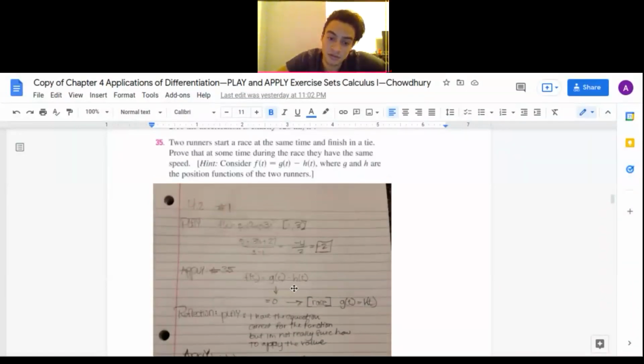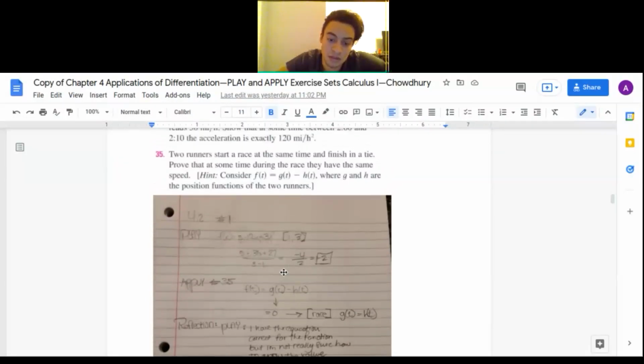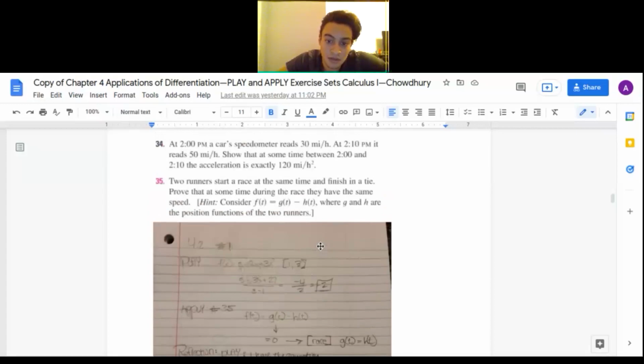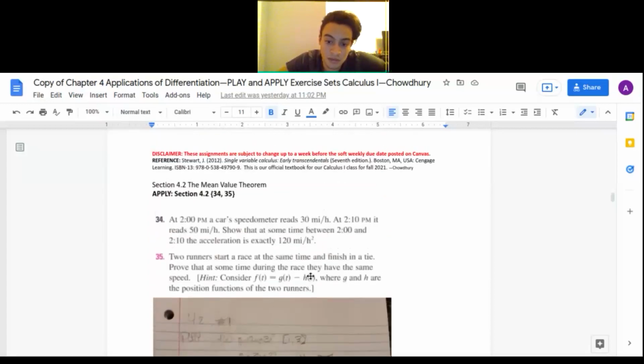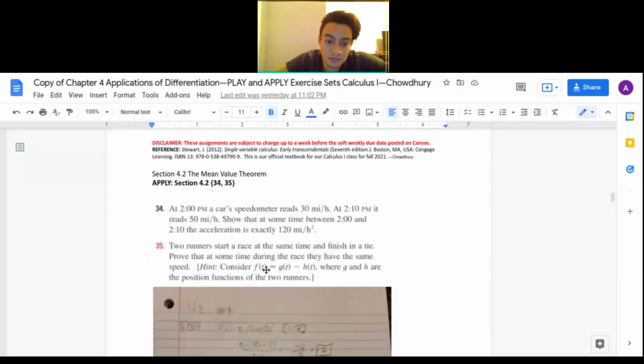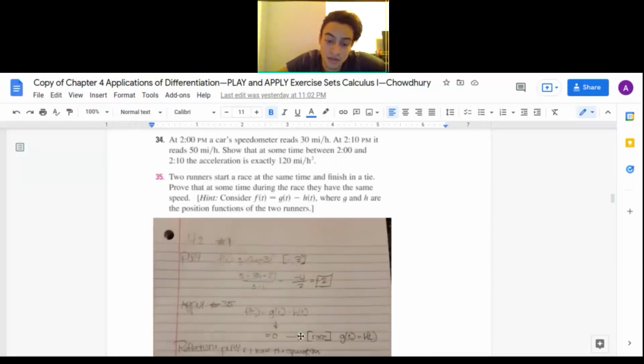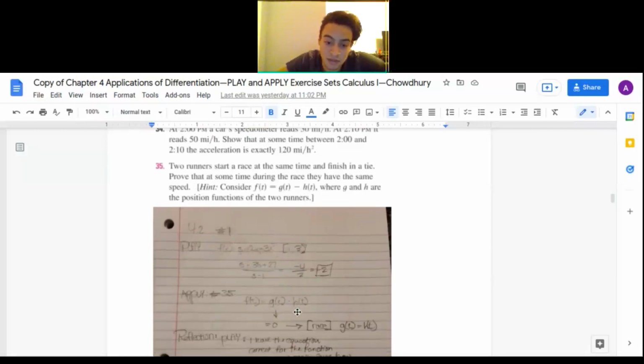And that also goes for the derivative of f of t is going to equal the derivative of g of t and h of t. And then g0 is going to equal h of 0, and then g1 is going to equal h1, because at the same point, these runners are going to have the same time at some point during the race, because they're starting and stopping the race at the same exact time.